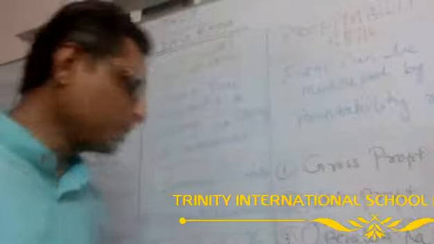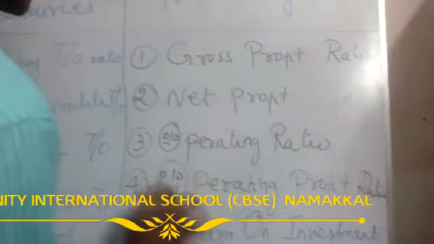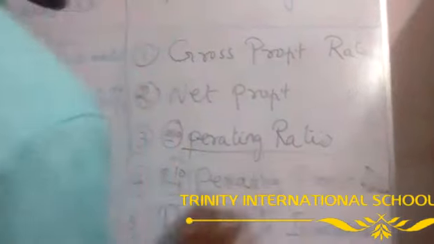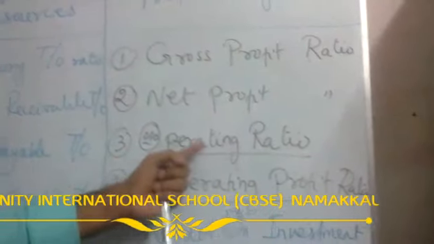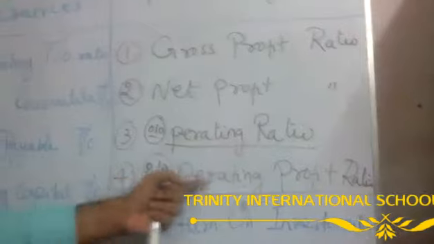So gross profit ratio, you already know when you prepare our final accounts from the statement. Then net profit ratio. Here also the operating ratio, and here the operating profit ratio. Later on you may become confused, so we will discuss in detail what do you mean by operating ratio and what do you mean by operating profit ratio. So later on don't become confused.